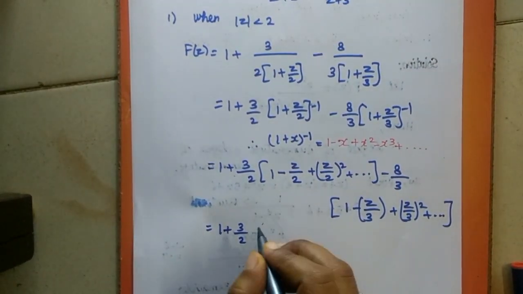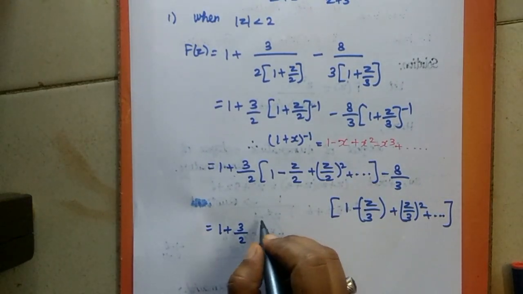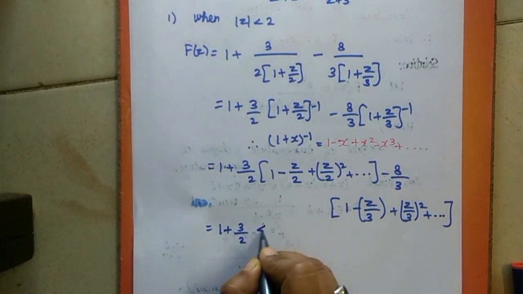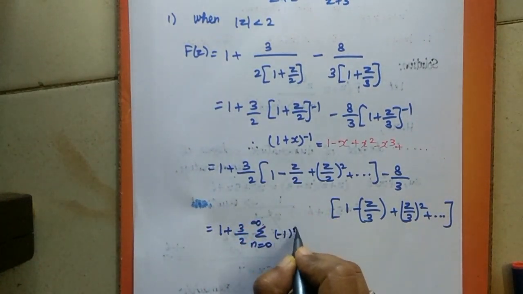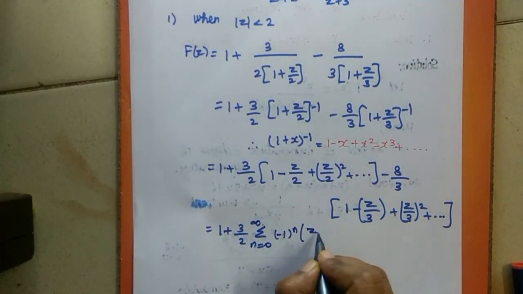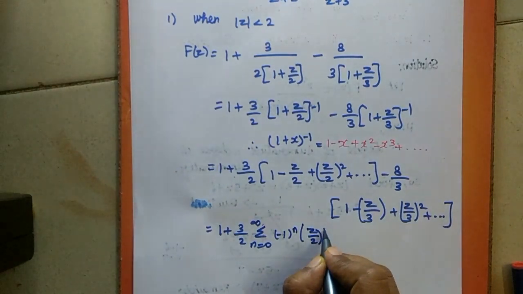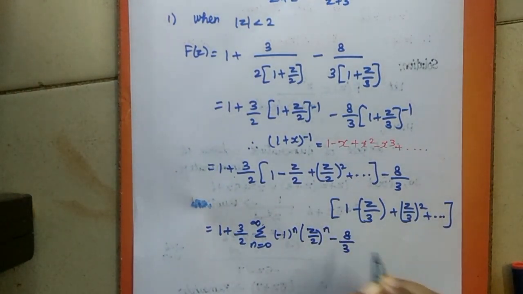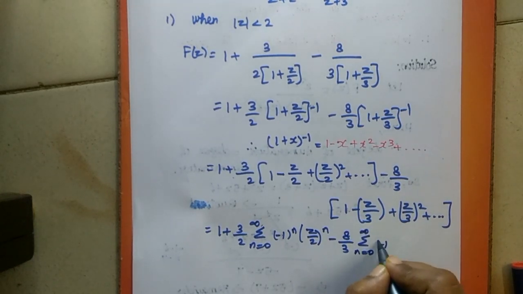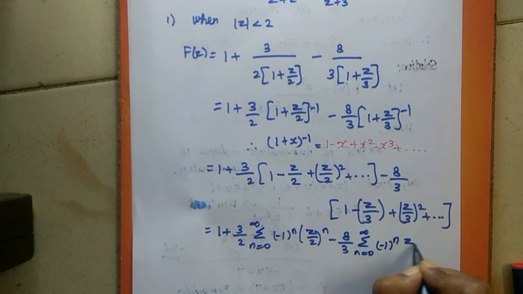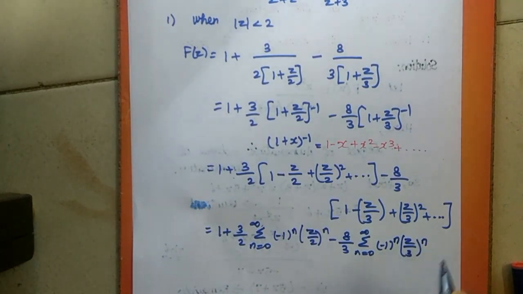In this place we use the Taylor series representation formula, that is summation n equals 0 to infinity, first term minus 1 power n, times (z/2) power n. Similarly, minus 8/3 into summation n equals 0 to infinity, minus 1 power n, (z/3) power n.